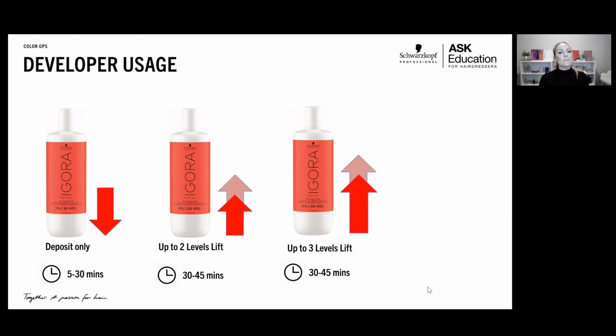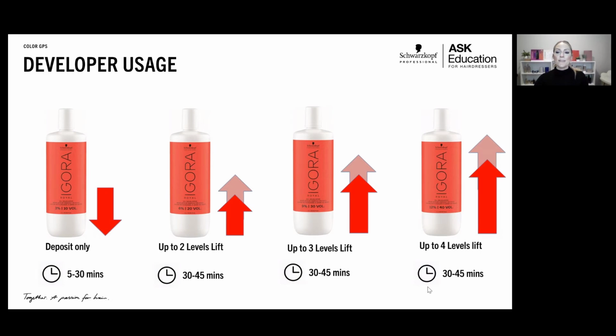So again, this is why it's really important to look at the texture of the hair before we begin our color service, and also to know the exact level that we're starting with and where we're going to, so we can choose the correct developer with the right amount of lift. So our 9% 30 volume, also up to a 45-minute processing time for up to 3 levels of lift.